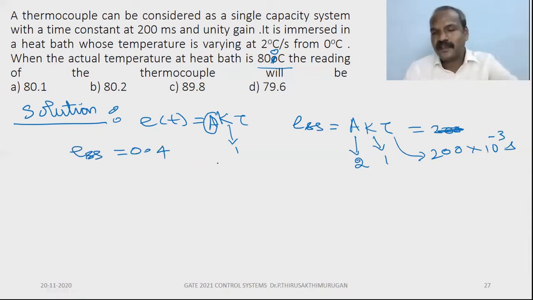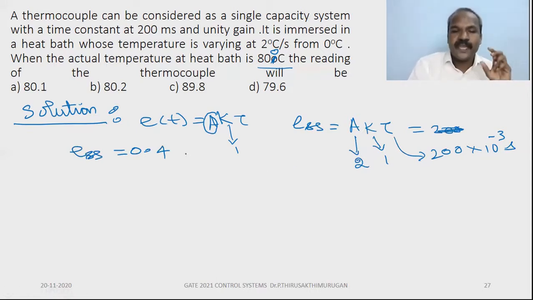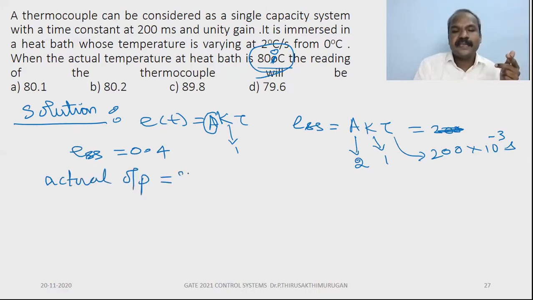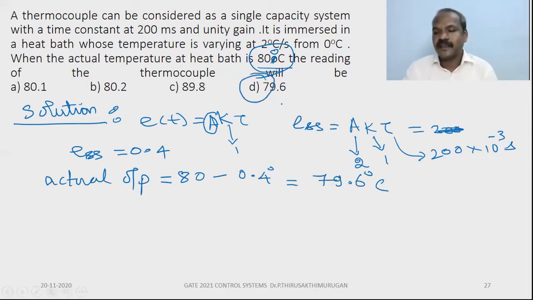What is the steady state error in the ramp response? It is nothing but A K tau, so the steady state error is 0.4. The reading temperature is 80 degrees. So what is the actual output? The actual output will be 80 degrees minus 0.4 degrees Celsius, so 79.6 degrees Celsius, which is the correct answer.